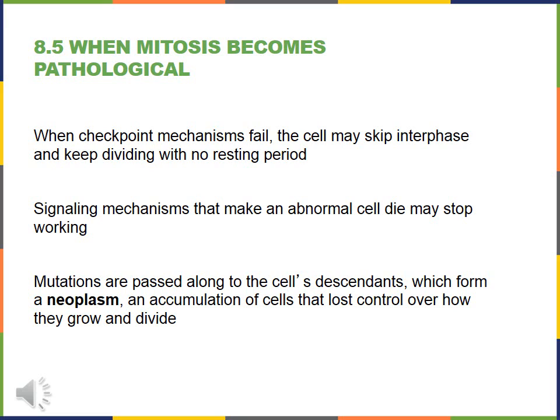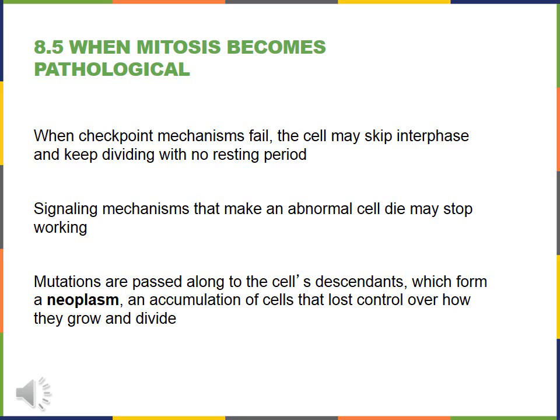If a checkpoint mechanism fails, the cell may skip interphase altogether and start dividing with no resting period. And what that means is it's gone through G1 phase where it's grown, and S phase where it's duplicated, and it may even still be in G2, but it's not going to have this little stop period that makes it wait until everything's ready to divide. So if all of those go and there's no checkpoint at the end, they can keep dividing again and again till the end of time.